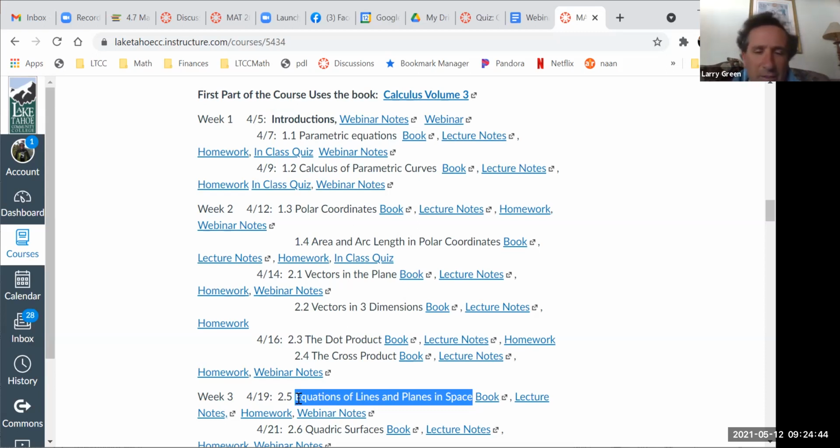There were different ways of writing it. For lines in space, you can write it parametrically, x of t, y of t, z of t, and they're linear in t. Or you can have x minus something over something equals y minus something over something equals z minus something over something. And then planes, if you remember, there was a normal vector. How do you find the normal vector to a plane if you know 3 points on the plane? 3 non-collinear points.